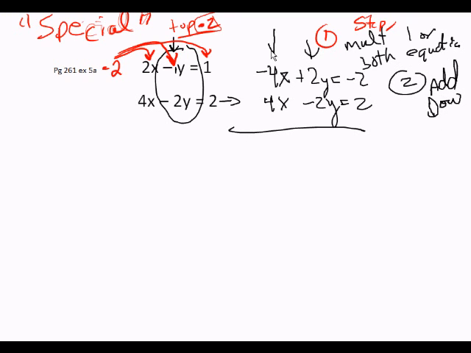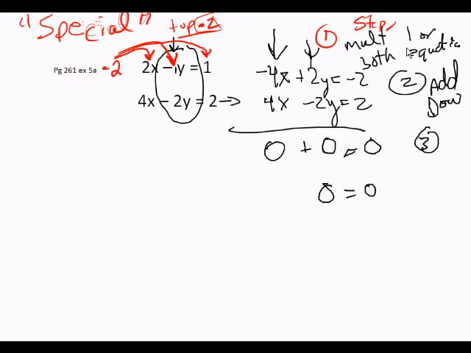The second step, step 2, add them going down. So we're going to add them going down. What's a -4 plus 4? A +2 and a -2. And a -2 and a +2. That's why I said this is a special case. Remember, step 2 was add them going down.